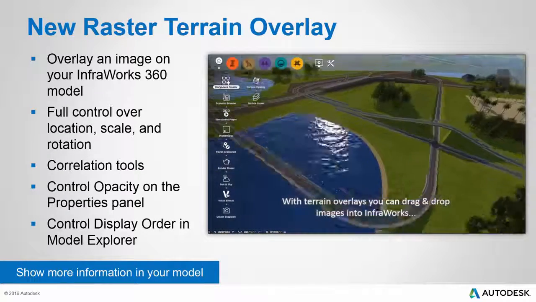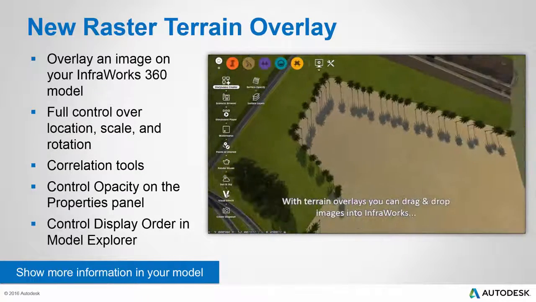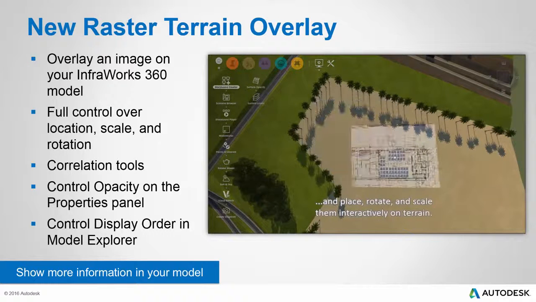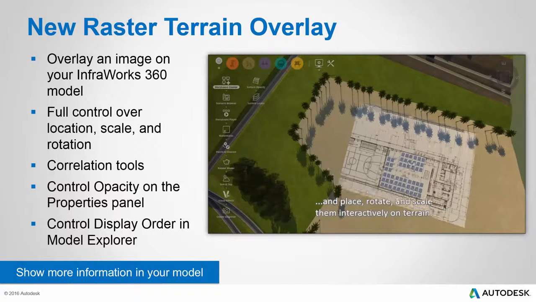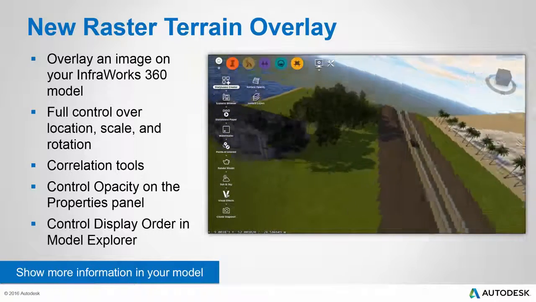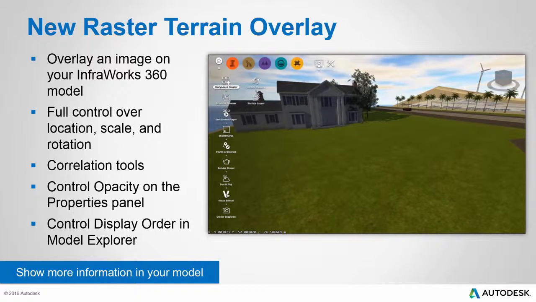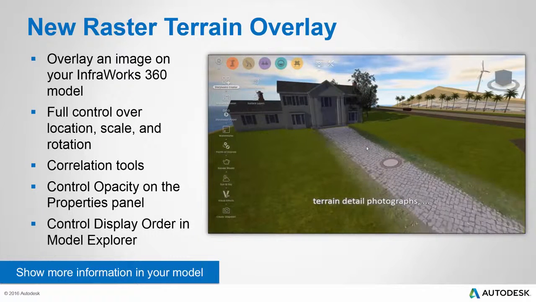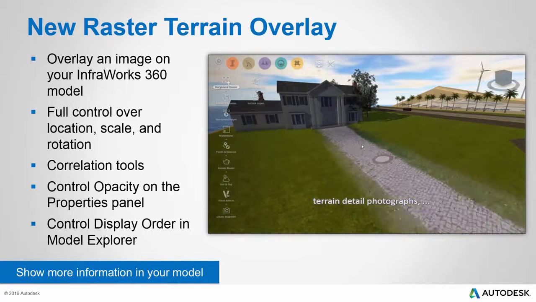A very exciting new addition to the software is something called a raster terrain overlay. This allows you to overlay just about any image on your InfraWorks 360 model, giving you full control over location, scale, and rotation. Now, if you've ever tried to do this in a prior release, you know that you can bring in imagery, but it's a little tough to get it oriented and rotated just where you need it to be. As you can see in the video here, you can grab just about any image and place it anywhere in the model.